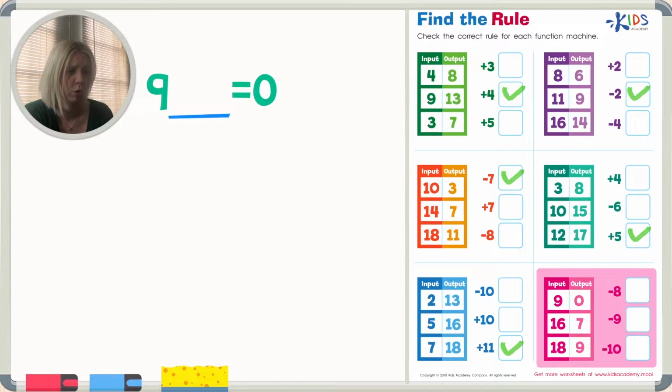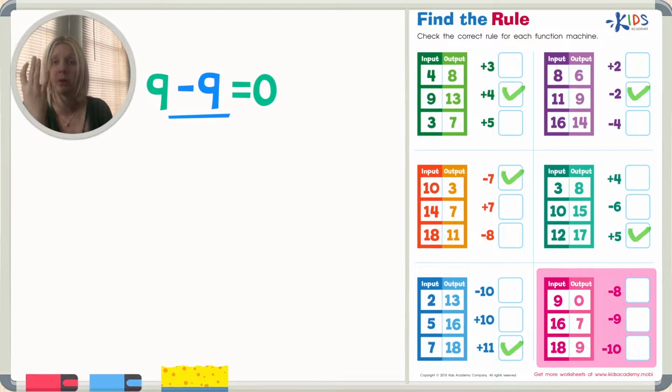If we have 9 and we end with 0, we have to take away that exact number to get 0, right? So we've got 9. We have to do something to get 0. I think that it's going to be 9. Okay, so let's try this. 9 minus 9 equals 0.